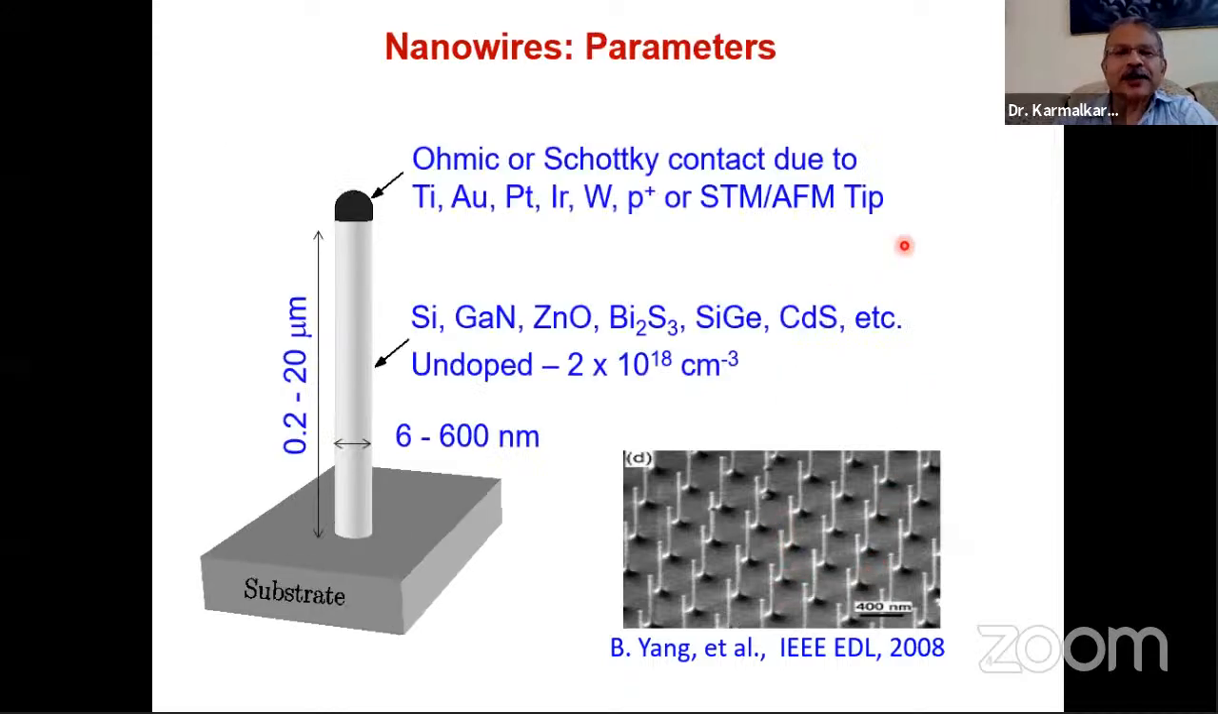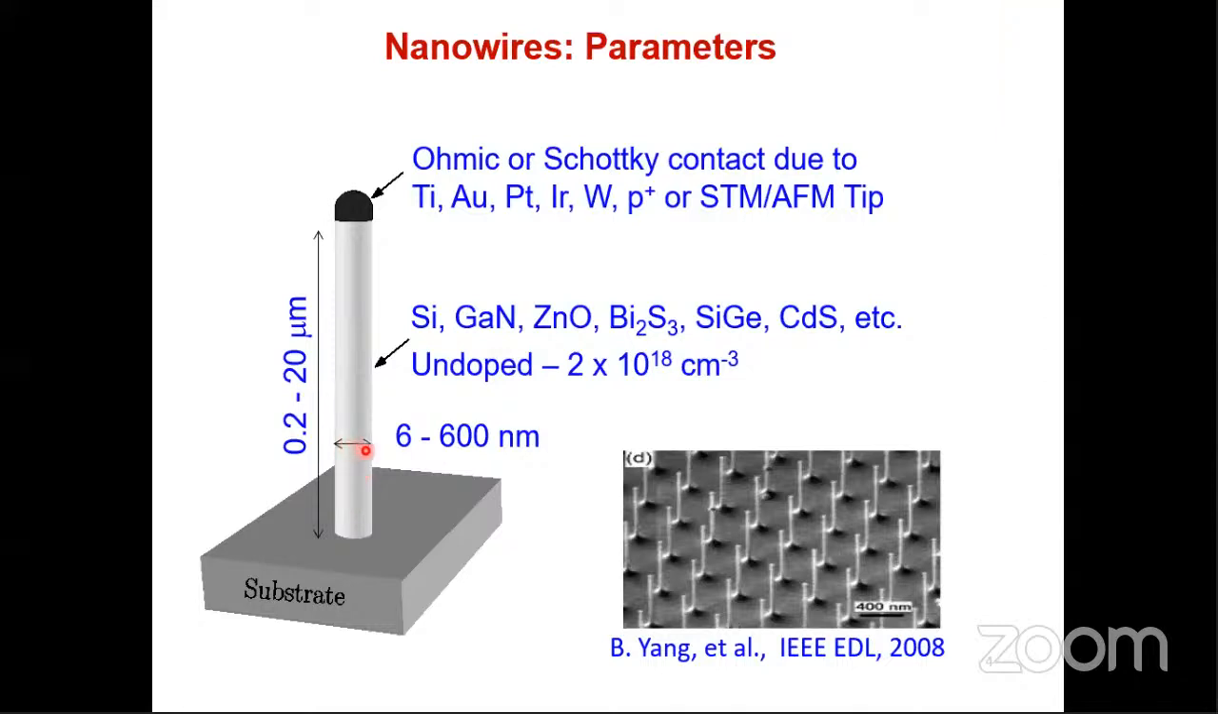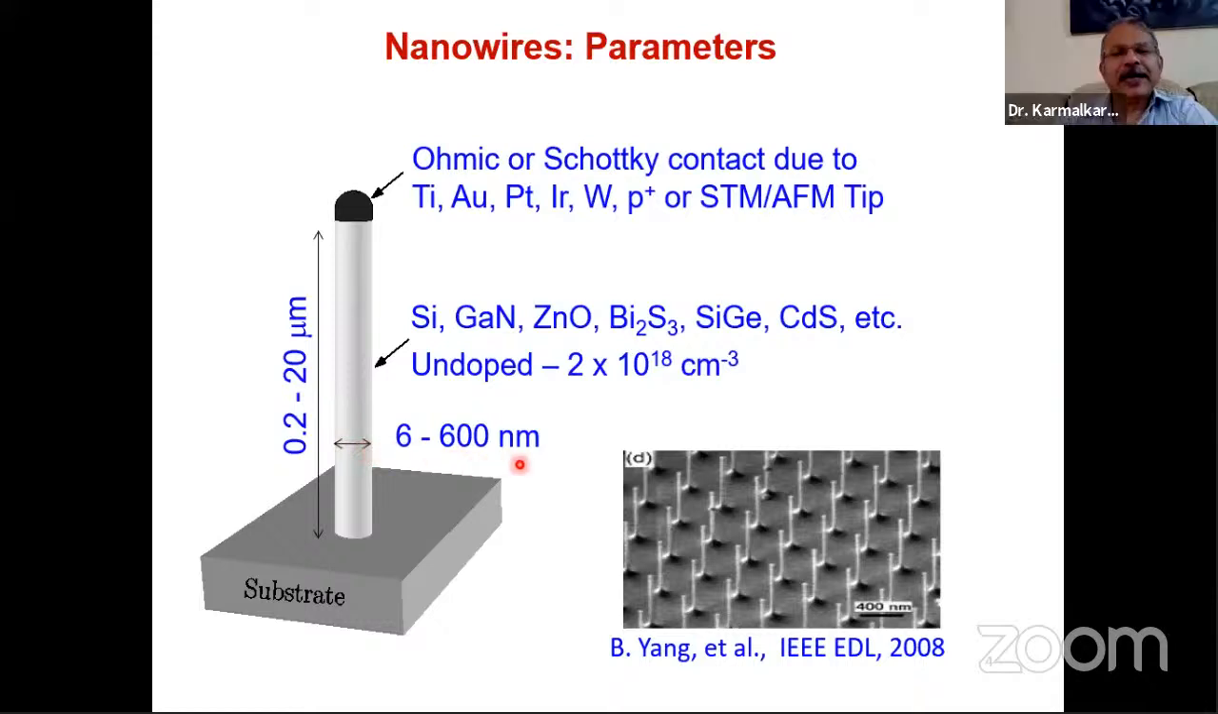Now, what about the diameter and height of the wire? Let's look at those points. Here is some more information. You can see that the diameter of the wire can vary from 6 to 600 nanometers. And the height can vary from 0.2 to 20 microns. Now, I would like someone to tell me, 1 micron is how many nanometers? Please type the answer in the chat.